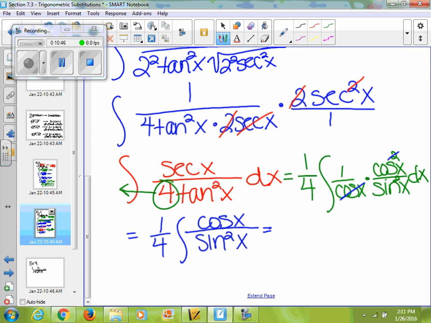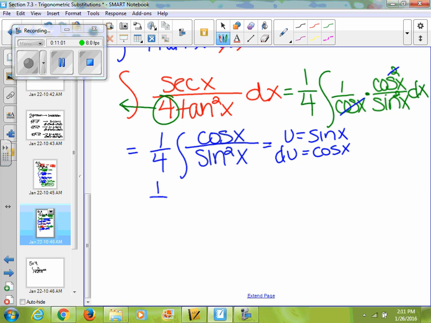Okay, well, cosine, I can let be my du because I can let sine be my u. So if I do u substitution where u is my sine, then my derivative of u is cosine. Everybody agrees with that? So I would get 1/4 times the integral 1 over u squared du.